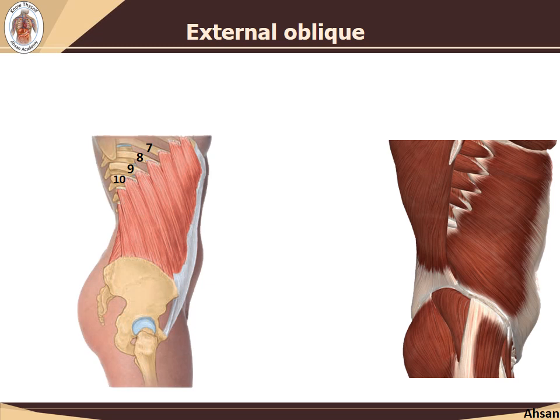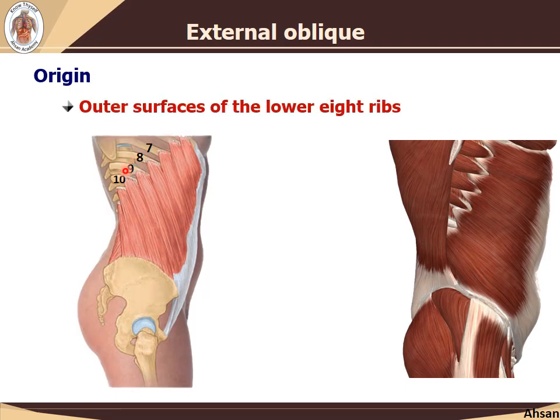Let us discuss the attachments of each of these. You can see this is the external oblique muscle. It arises above and posteriorly from the ribs. The lower eight ribs give separate slips.